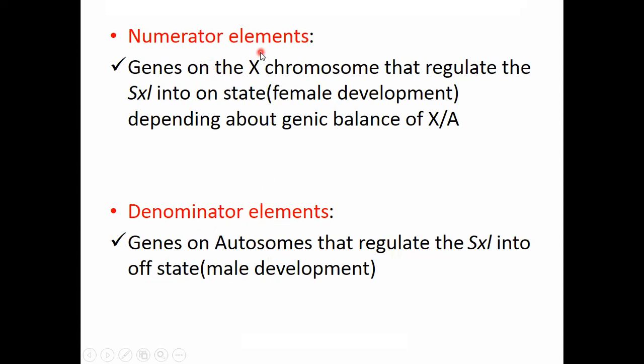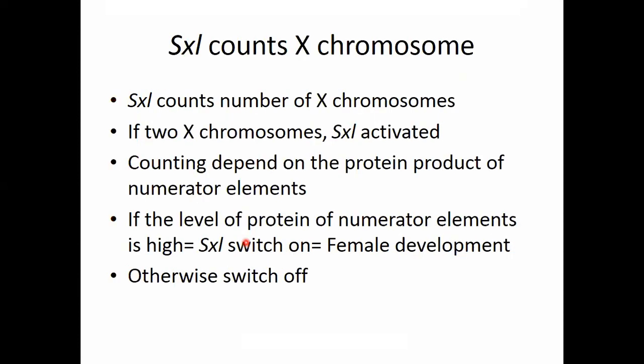So numerator elements female development में participate कर रहे हैं, जबकि denominator elements male development में participate करते हैं. जैसे पीछे भी जिक्र हुआ था कि autosomes पे वो जीन्स हैं जो male development में contribute कर रहे हैं. So how sex lethal is acting as a master switch gene. Basically, the sex lethal gene counts the number of X chromosomes. If two X chromosomes are present, sex lethal becomes activated.